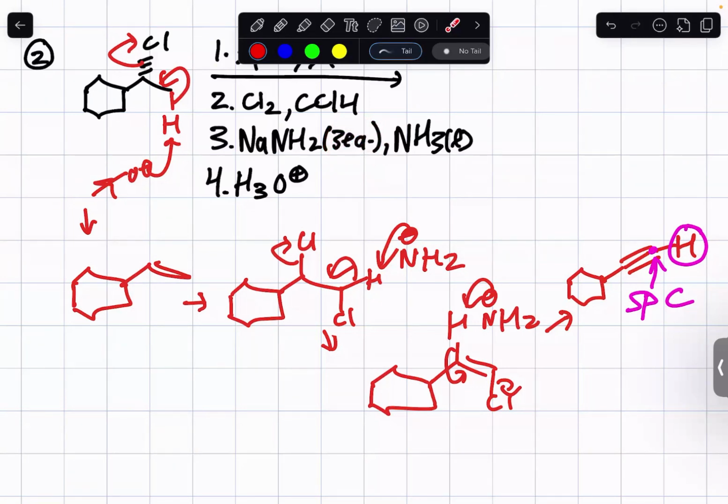X2 addition to an alkyne does not use CCl4, right? So X2 addition to an alkyne can use CCl4 or water, and we'll go over that reaction later. That reaction is going to be later. We'll go over that reaction later, Emily.